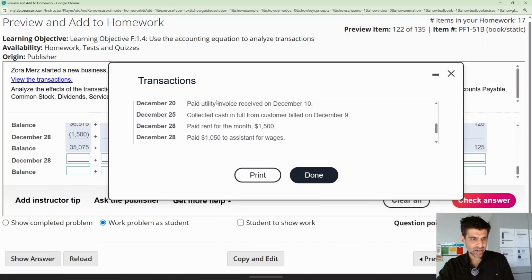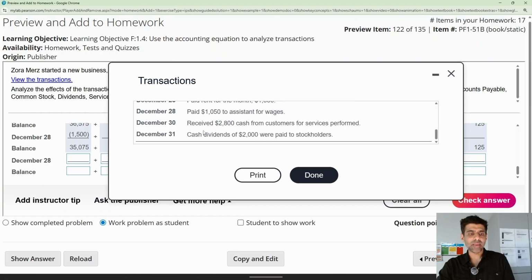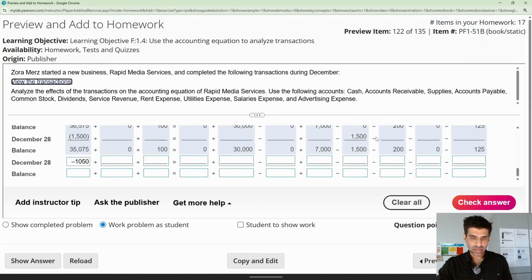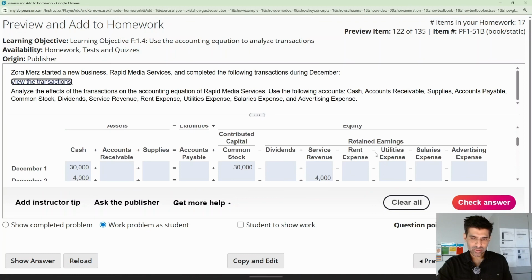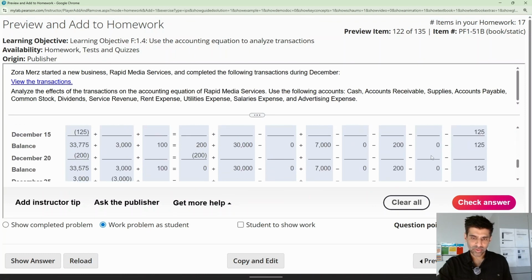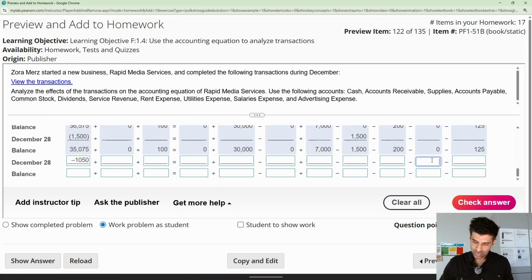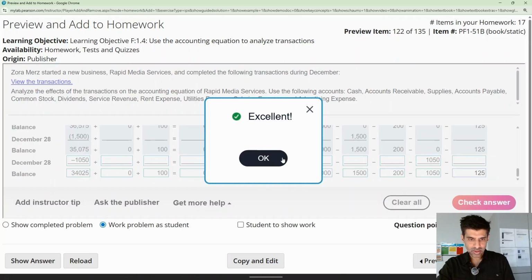Okay, so now the second transaction on the 28th is essentially the same thing. It's just going to be a different expense, right? It's the same conceptual transaction where we're paying cash for an expense, but it's just a different expense. It's salary expense. So we're going to do another negative 1,050 in cash. And what is it called here? Salaries expense right here, this one.